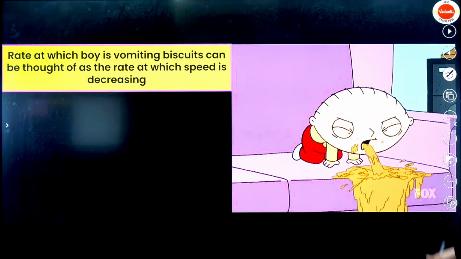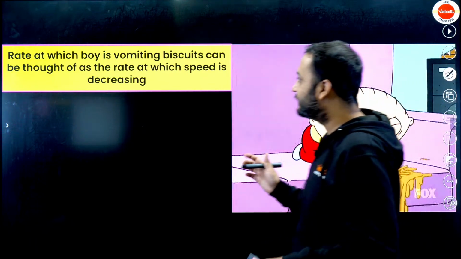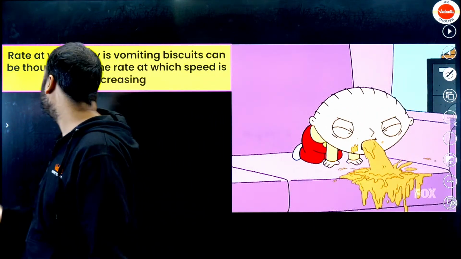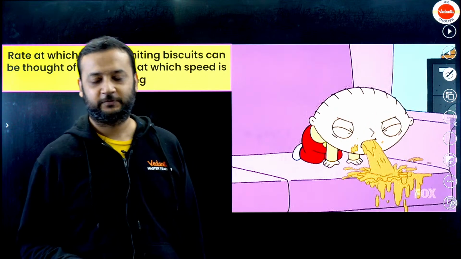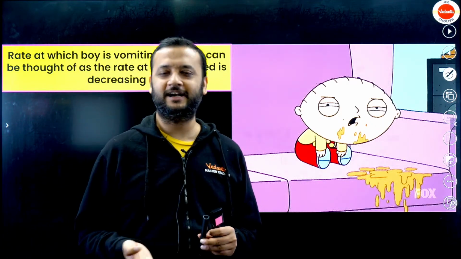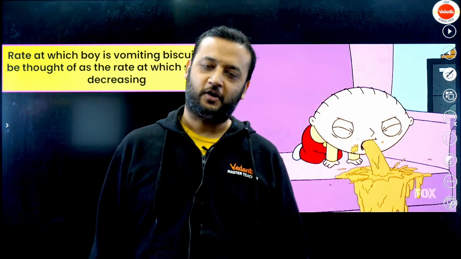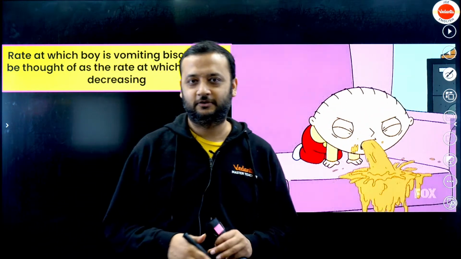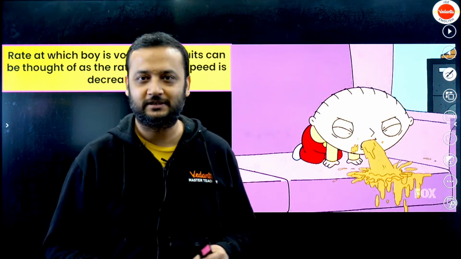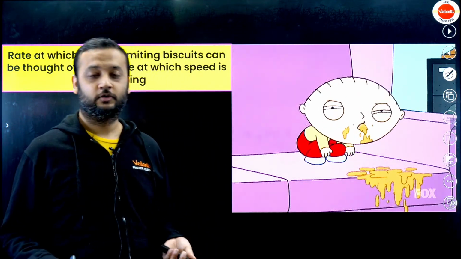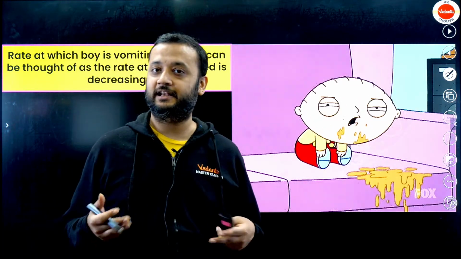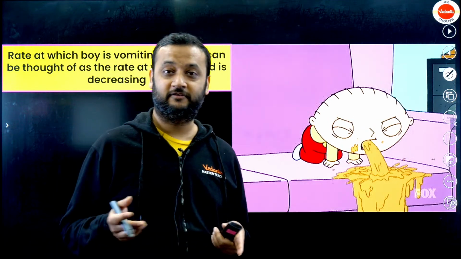The rate at which a boy is vomiting biscuits can be thought of as the rate at which speed is decreasing. What does this mean? Try to understand. Suppose you have eaten a lot of biscuits. Of course, you will feel indigestion. Now biscuits will start coming out. You will start vomiting. Now let's try to understand how this can help us in velocity problems.